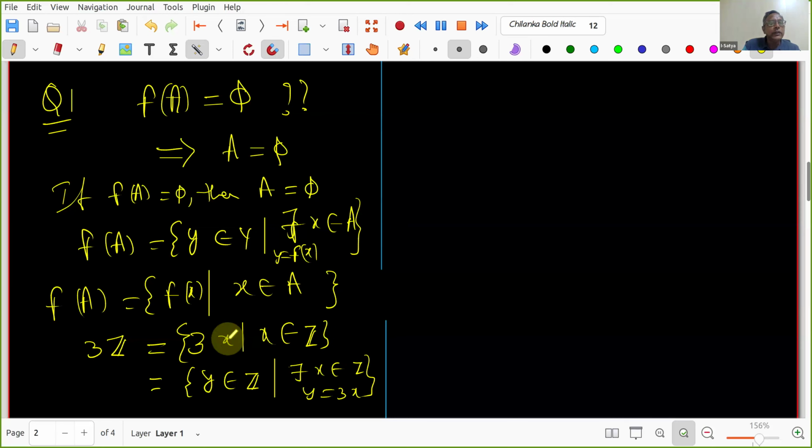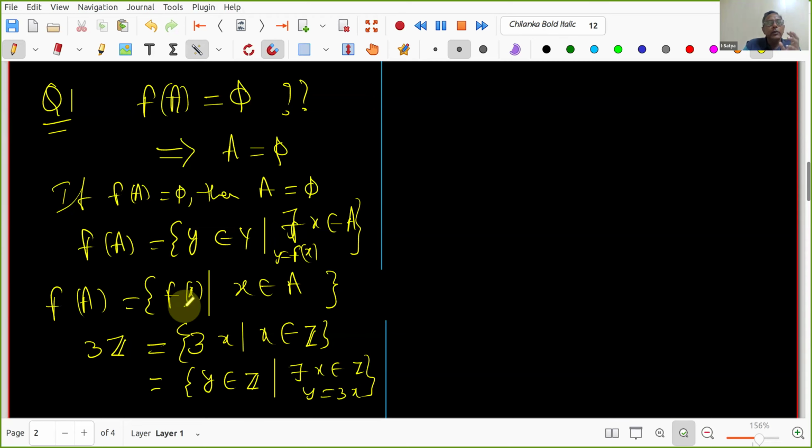But what is the difference between these two? Here, this is a subset of Z. First, I am collecting elements of Z satisfying some condition, right? That's why it is better to write this. Okay. F of A by definition is f of X. When A is non-empty, then there is an element here already, so f of A is also non-empty.